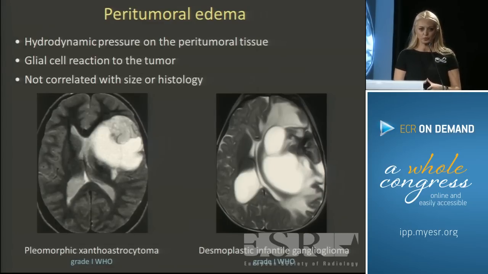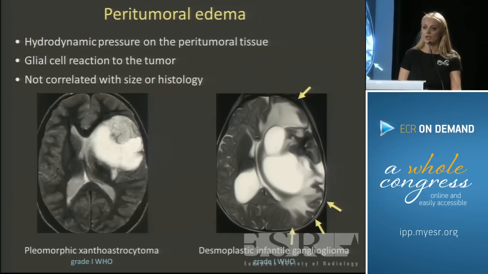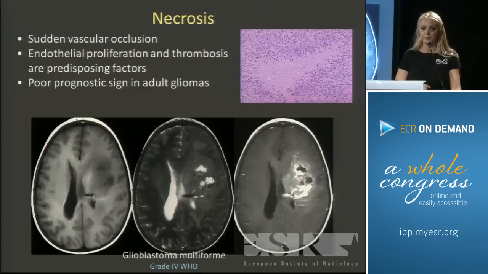So what is peritumoral edema? It's actually a result of hydrodynamic pressure on the peritumoral brain tissue. It's not the tumor itself. It is a glial cell reaction to the tumor, and it does not correlate with size or with histology. If you look at these two patients with two tumors, both are grade 1 tumors, which means a very benign lesion. One is having almost no edema, and the second one is having a prominent edema and mass effect. So no answer about actually histology.